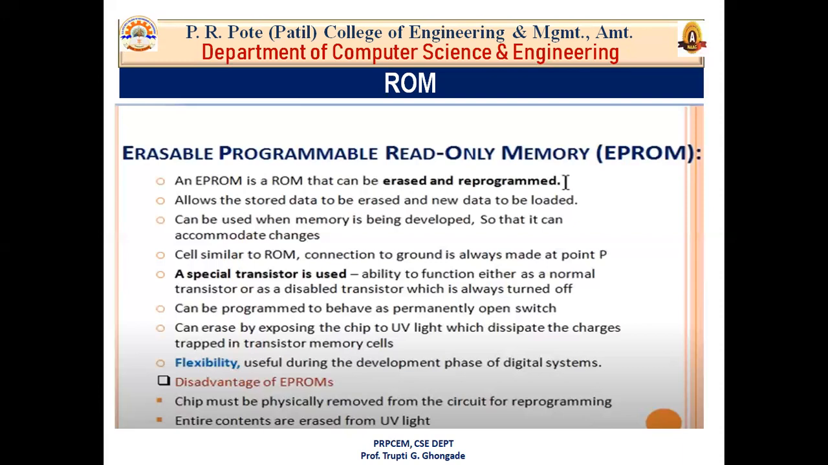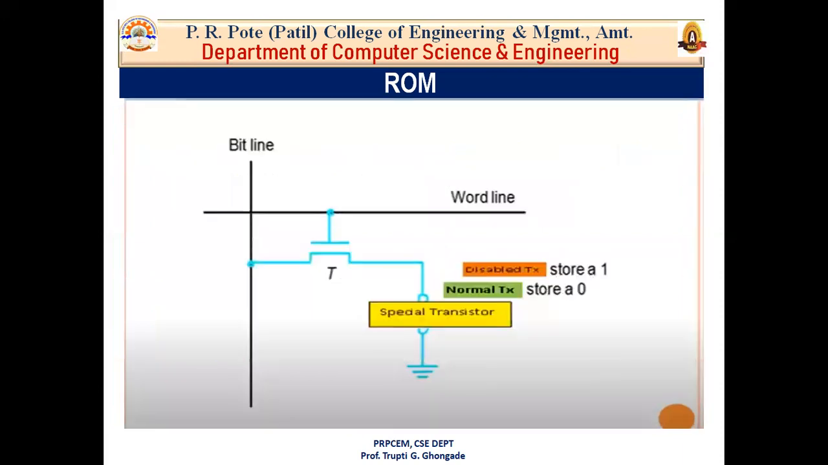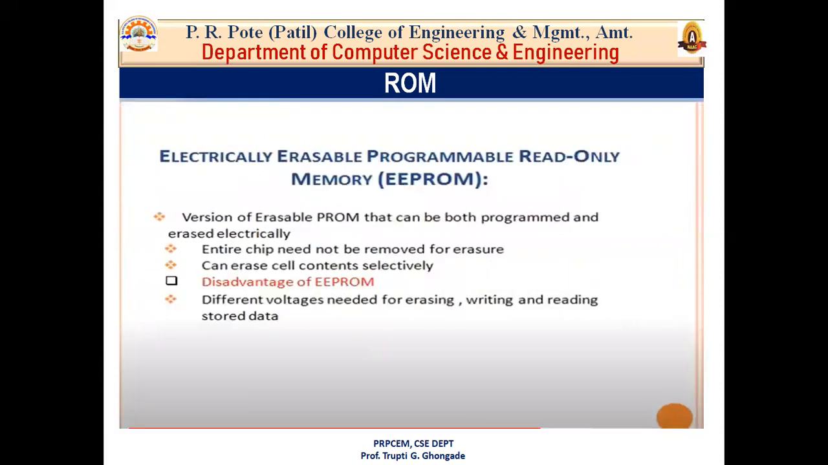Second, the entire contents are erased by UV light. When the chip is exposed to UV light, not a single cell but the entire chip content is removed. If we want to remove a particular piece of information, that is not possible in erasable programmable ROM, because UV light will erase the contents from the whole chip, not from a particular block. Then the next one is the electrically erasable programmable ROM, which uses electrical signals.